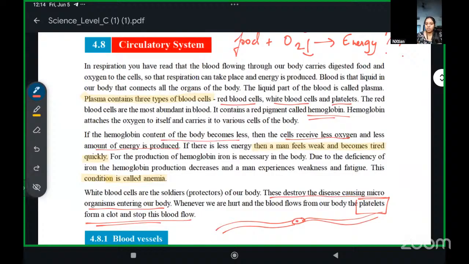Excuse me. Yes, Hannah. Ma'am, I have a question. Ma'am said that the veins carry blood from the body to the heart. Yes. Why do we carry the blood now that has just been carried by the heart? Uh-huh, yes.